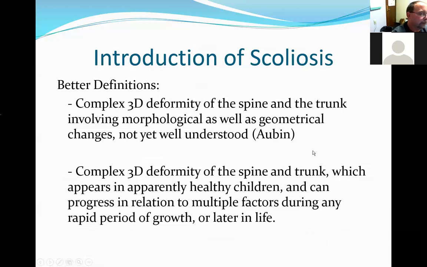I feel like these definitions probably are more fitting. Complex 3D deformity of the spine and the trunk involving morphological as well as geometrical changes not yet well understood. Another one is a complex 3D deformity of the spine and trunk, which appears in apparently healthy children and progresses in relation to multiple factors during any rapid period of growth or later in life.